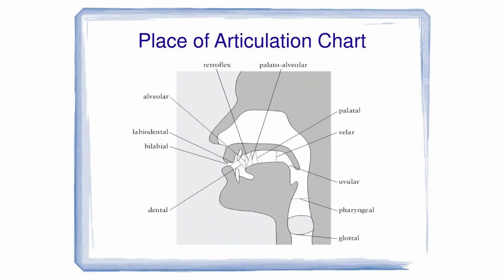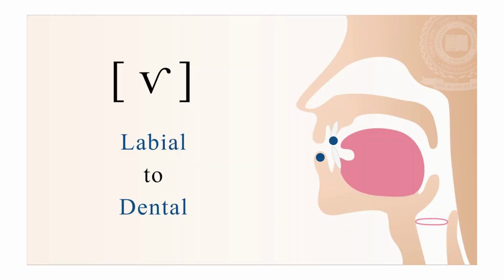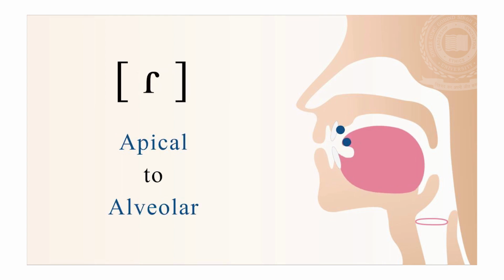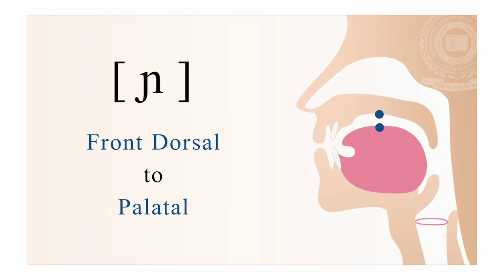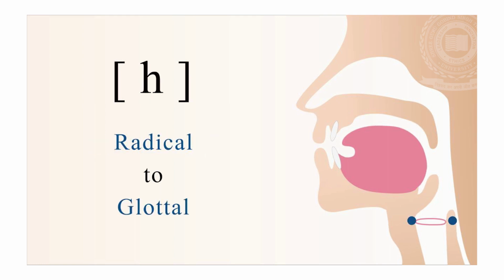Place of articulation: bilabial, the lips together; labiodental, lower lip against front teeth; interdental, tongue between teeth; alveolar, tongue near alveolar ridge or roof of the mouth, between teeth and hard palate. Post-alveolar, tongue towards the soft palate. Palatal, tongue on hard palate. Velar, tongue near velum. Glottal, space between vocal cords.